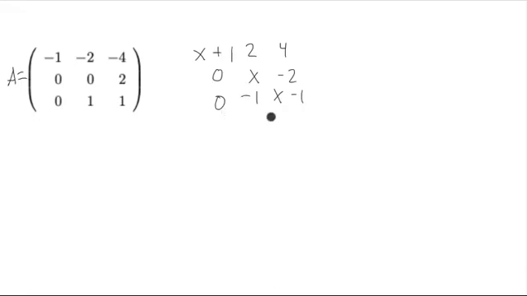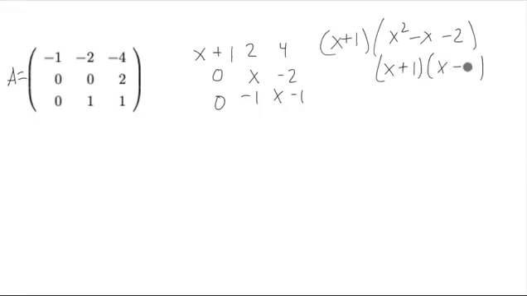So then we find the determinant of this to get the characteristic polynomial using a cofactor expansion, this times the determinant of this part. So x plus 1 times, then apply that. So x squared minus x and then minus 2. That can factor. So we get x plus 1, x minus 2. It looks like this.